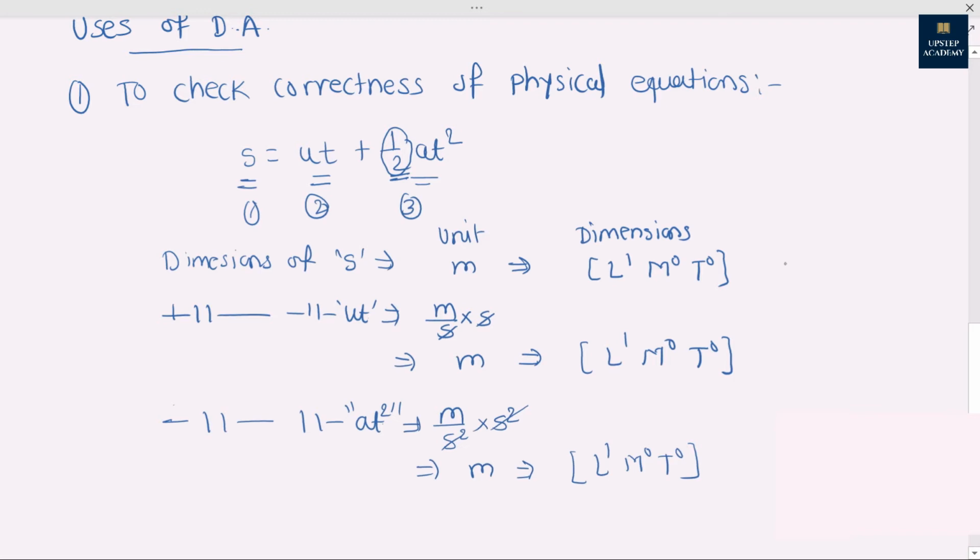So you can see this is, suppose, equation number 1, this is equation number 2, and this is equation number 3. From equations 1, 2 and 3 you can conclude, as the dimensions of all the terms present in the given equation are the same, that is why you can say this equation is mathematically correct. So that is all about the first use of dimensional analysis.